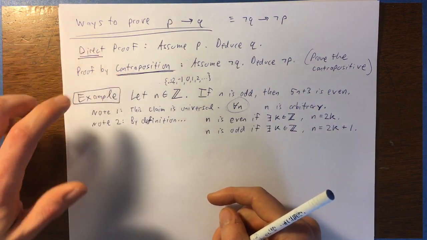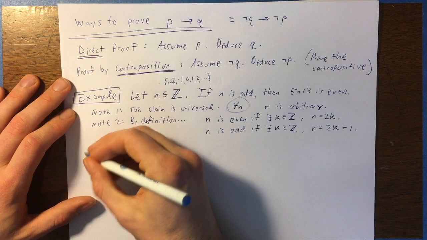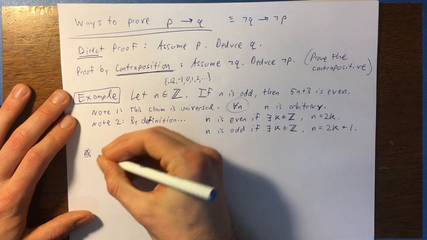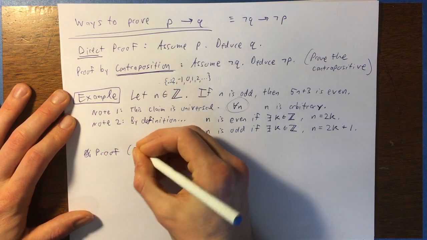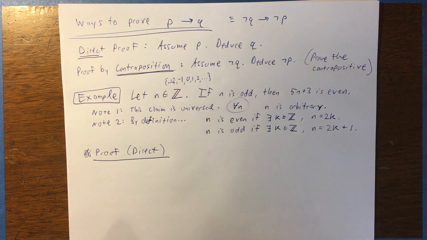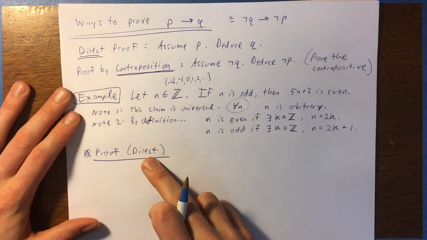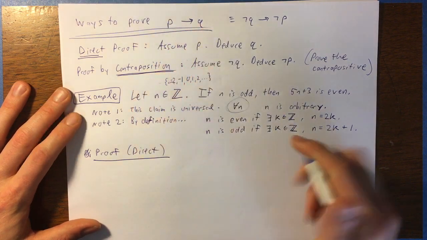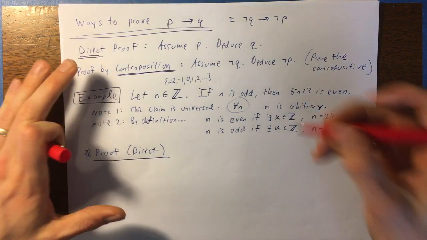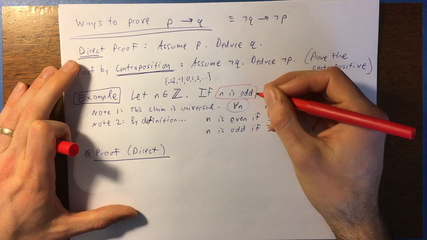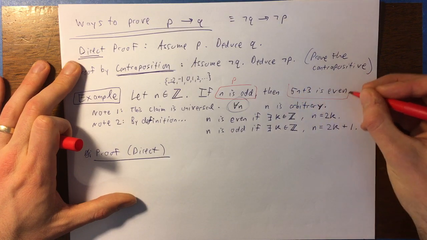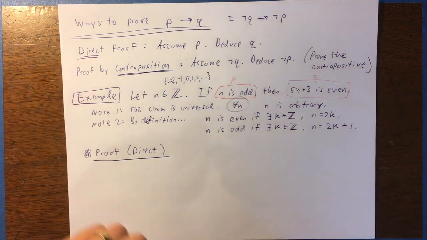We're going to use direct proof, and then we're going to do it again with proof by contraposition, and you can kind of compare. So the first one we're going to say, proof, and I'll put in parentheses, this is direct. All right, so first, since this is a direct proof, we're going to assume P and then try to deduce Q. Our P in this statement is this, P. Our Q would be this, Q, if then.